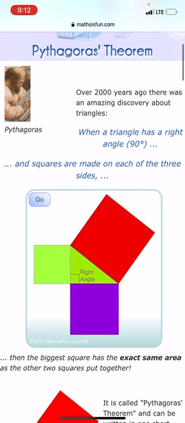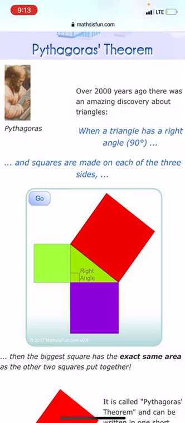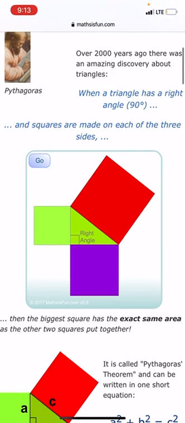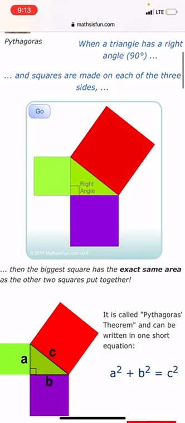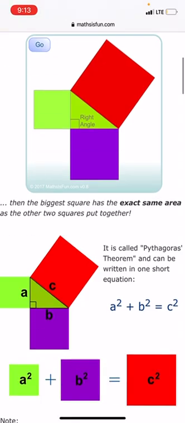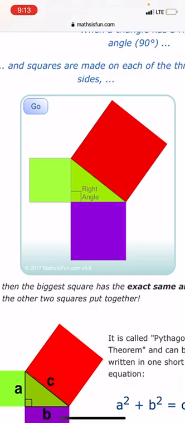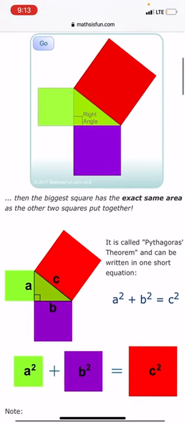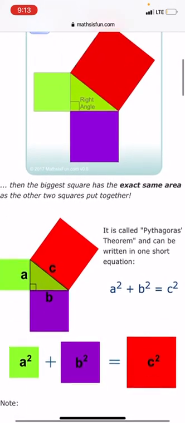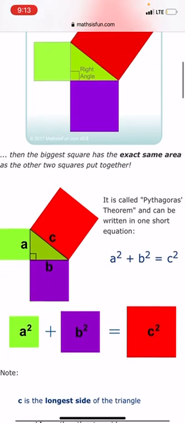Over 2,000 years ago, there was an amazing discovery about triangles. A fun fact is that when a triangle has a right angle, that's 90 degrees, and squares are made on each of the three sides. This is how it would look if they were connected together. Also, the biggest square has the exact same area as the other two squares put together.